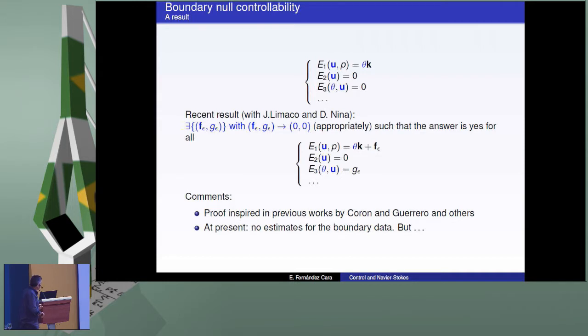But they are small functions. I mean, what you are applying is very small. You are not wasting much energy in order to get the result. Okay, heat. Okay, thank you very much.